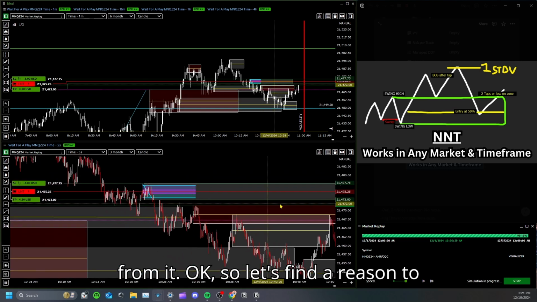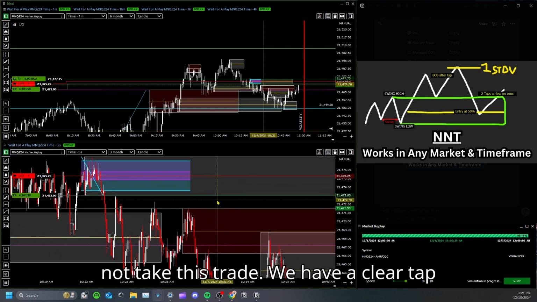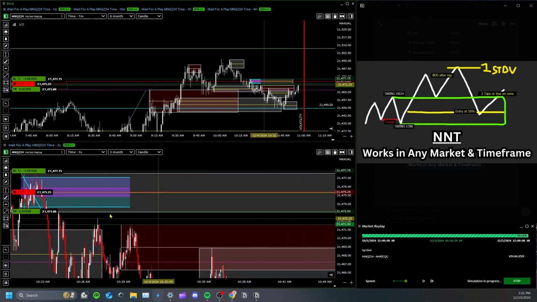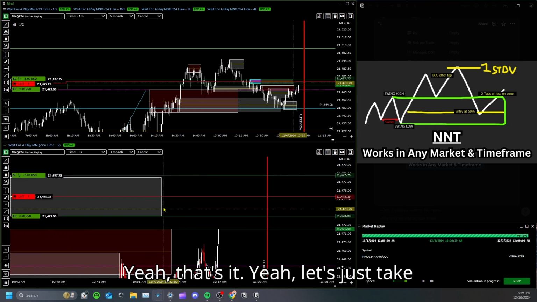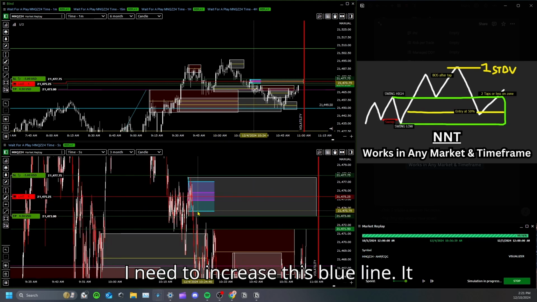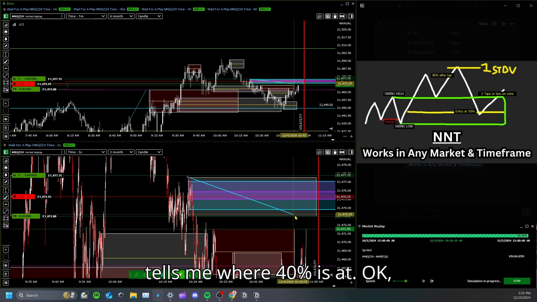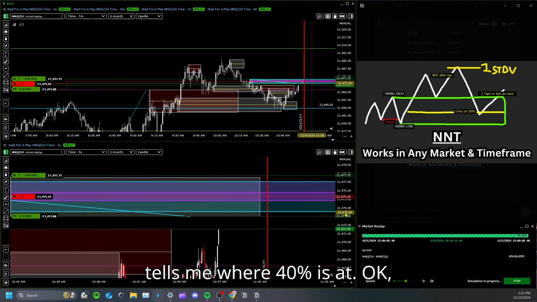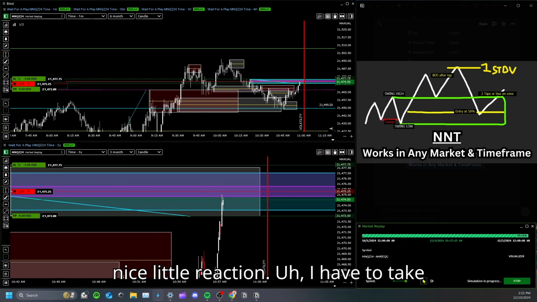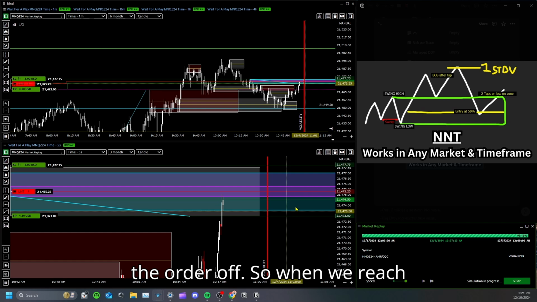Okay, so let's find a reason to not take this trade. We have a clear tap on it. Yeah, let's just take it. I'll see why not. I need to increase this blue line. Tells me where 40% is at. Okay, let's see what price does. We have a nice little reaction. I have to take the order off.